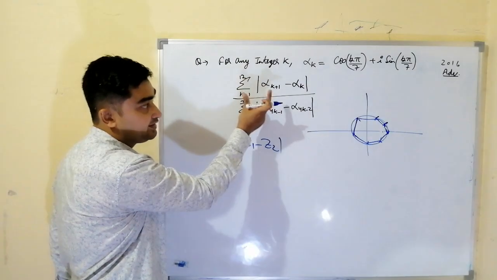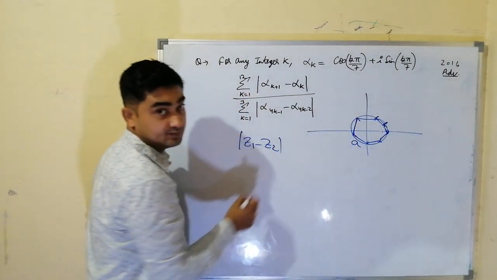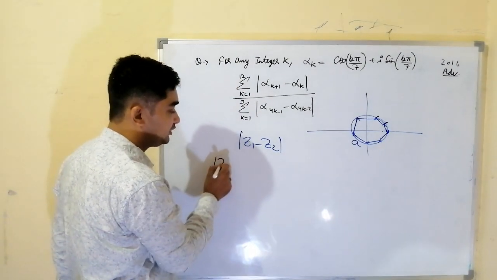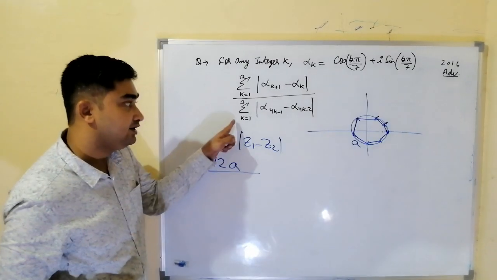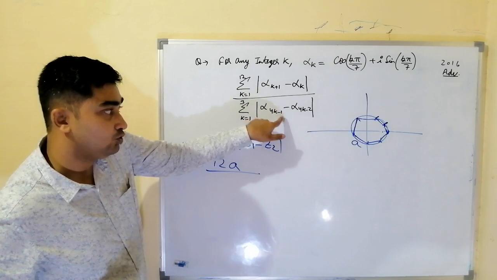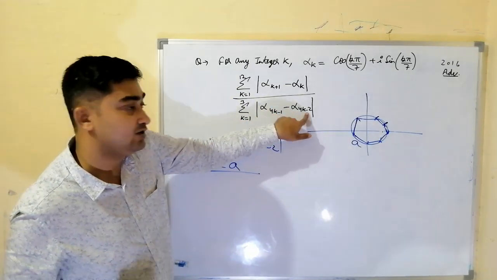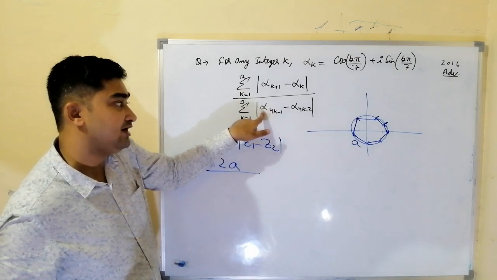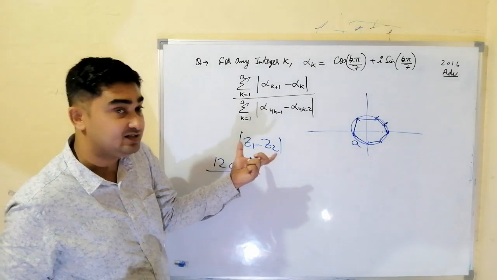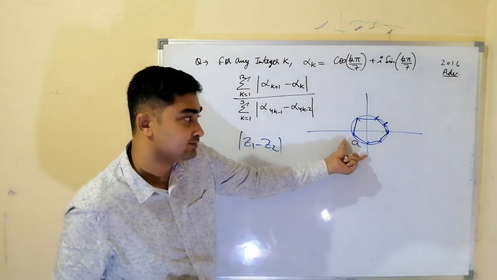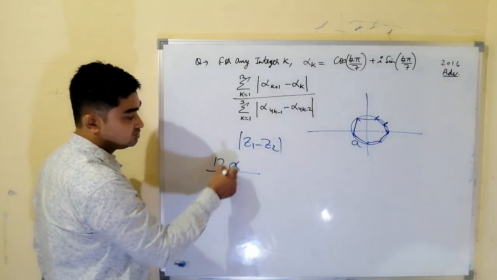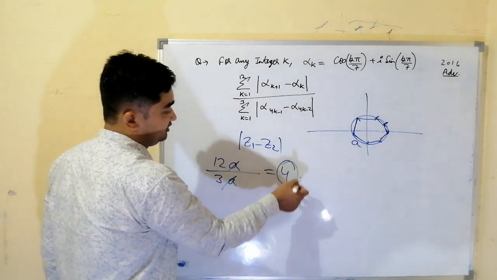Now, how many times you have to take this? Let us say this distance is A. Then how many times you have to take this distance? 12 times. So numerator will become 12A. Divided by the denominator, which is also the same. Put k equal to 1, we'll have alpha 3 minus alpha 2. Put k equal to 2, we'll have alpha 7 minus alpha 6. So they are also the distance between two adjacent roots of the 7th root of unity, so it is also A. How many times? 3 times A. So the answer is 4.